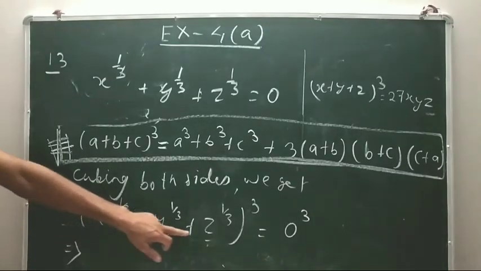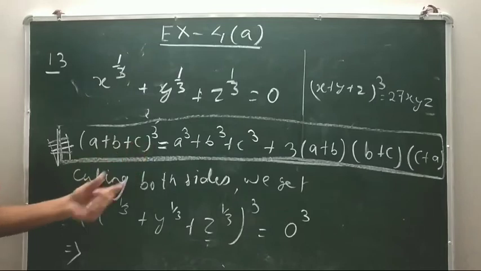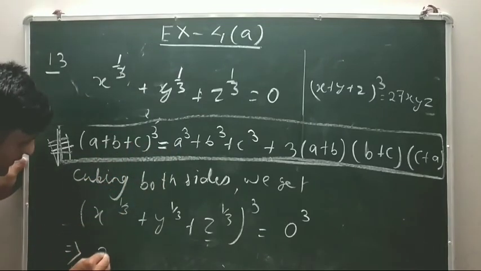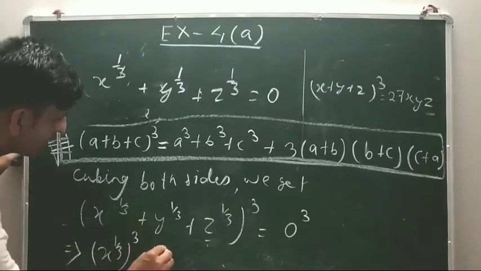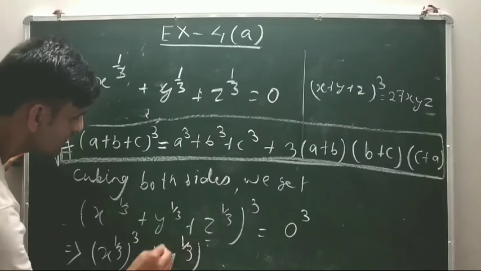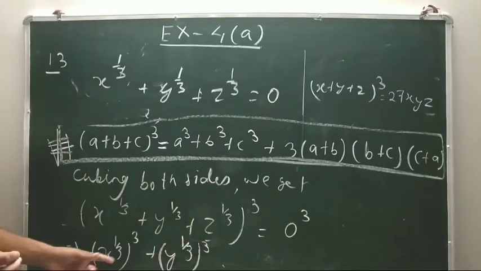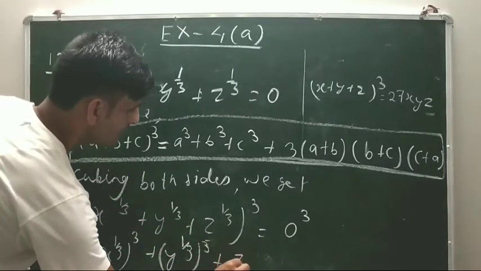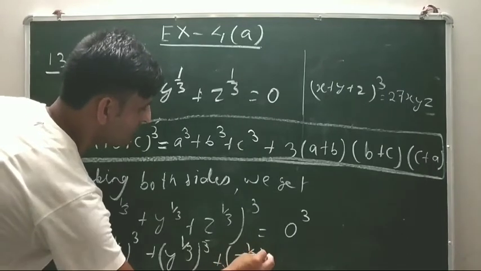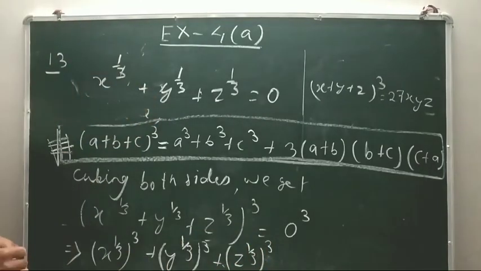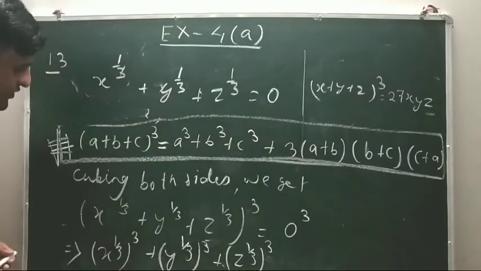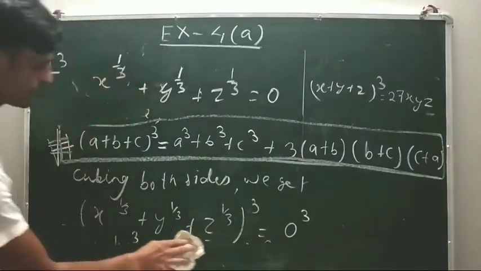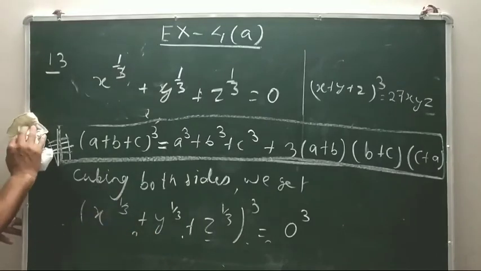(a + b + c) whole cube means a cube, so we can write x^(1/3) whole cube, then y^(1/3) cube, and z^(1/3) cube, that is a cube plus b cube plus c cube. Then we can write 3(a + b). I will write this step here.